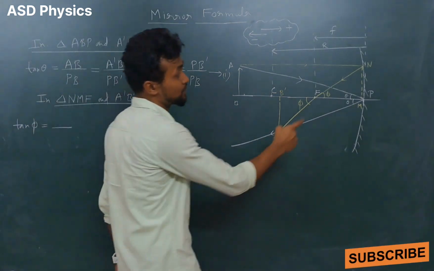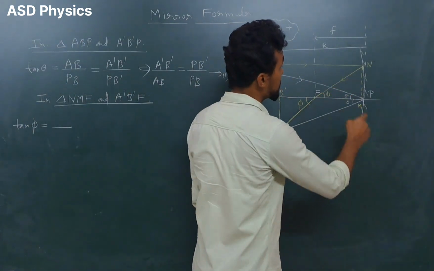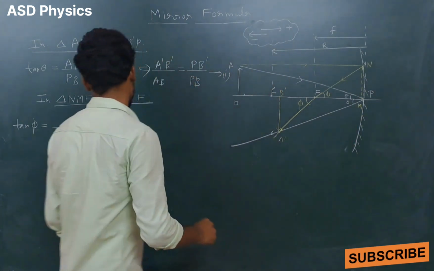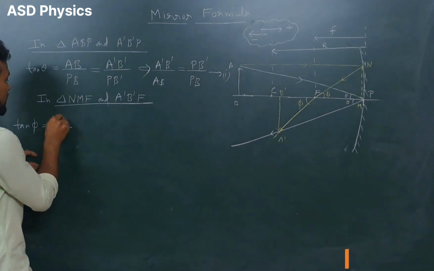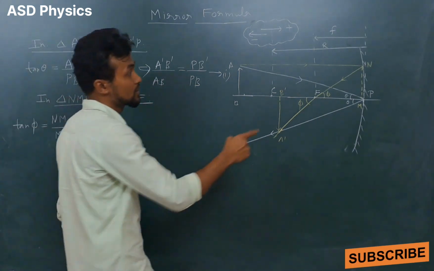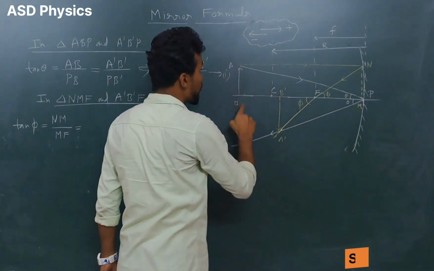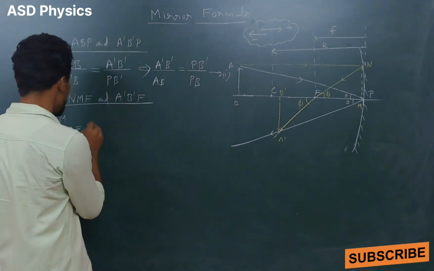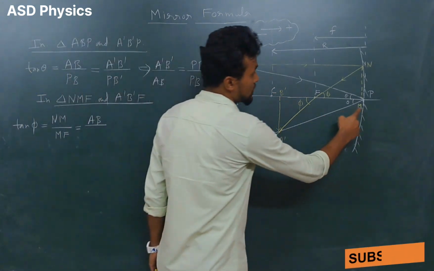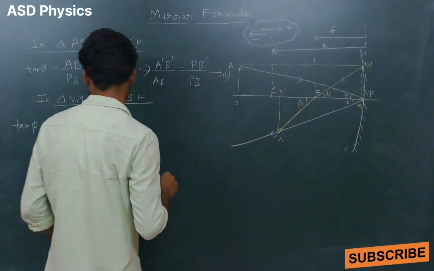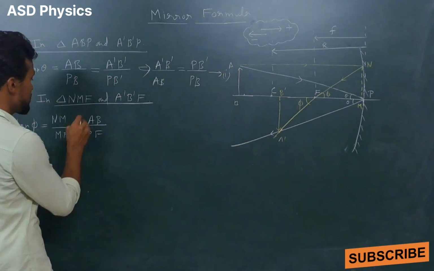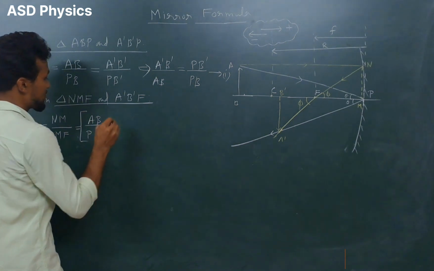In this triangle, what is tan phi? NM by MF. And you can see very well, this NM is equal to AB. So this NM I will write AB, and this MF I will write PF, because this mirror is as less curved as possible. So one triangle is done.